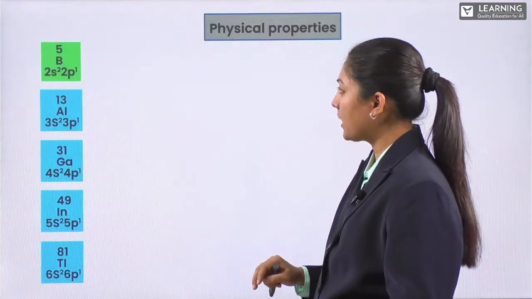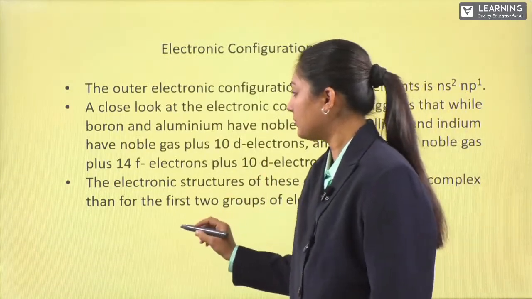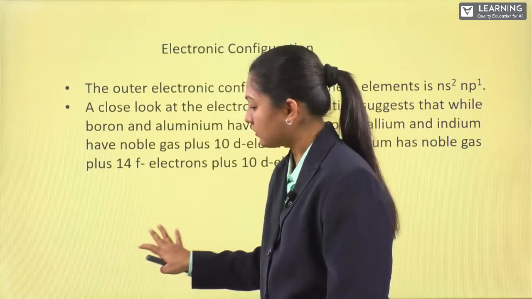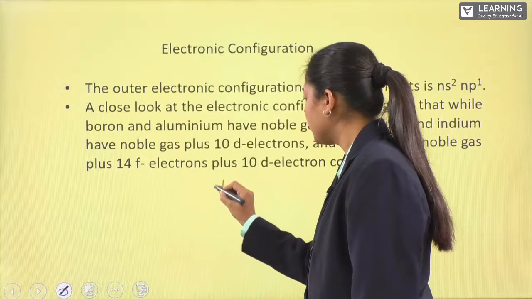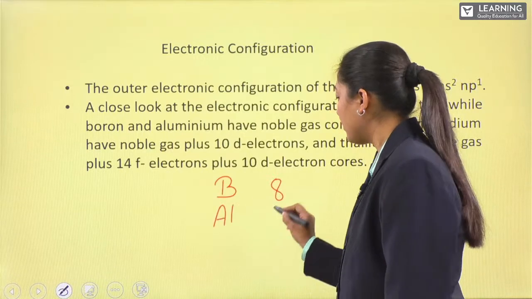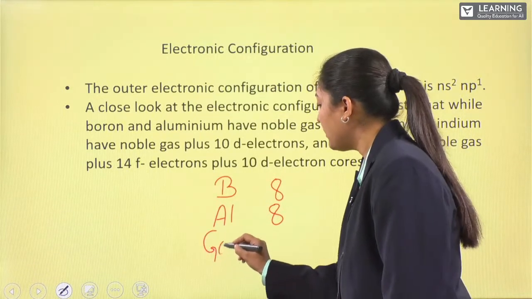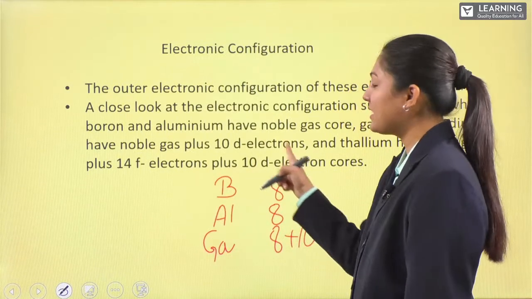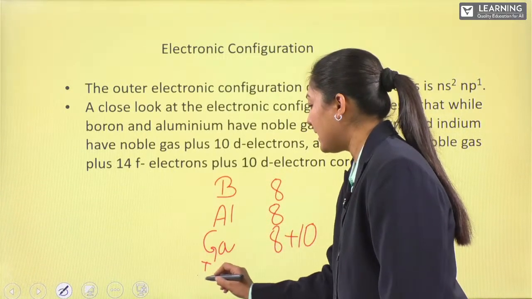So here we have boron, which will have 8 electrons in the penultimate shell, and aluminium also will have 8 electrons in the penultimate shell. Then we have gallium, which will have 8 plus 10 electrons. Why 8 plus 10 electrons? That is, the d orbital will also be present inside. So we'll have 18 electrons with gallium and indium.